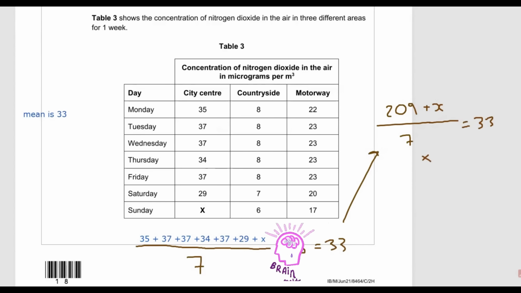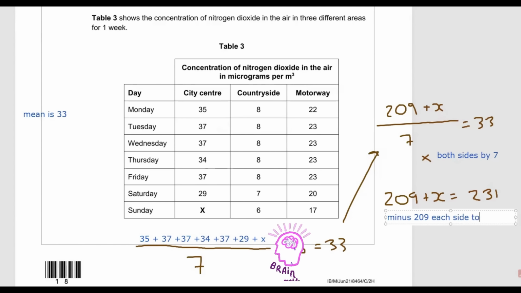Then what we want to do is get rid of the divided by 7 on the left. When you want to get rid of something on one side to simplify, you've got to do whatever you do to both sides. So I'm going to times both sides by 7. Timesing divide by 7 gets rid of the divide by 7, and that means I've got to times the 33 by 7 as well. So I end up with 209 plus x is equal to 231.